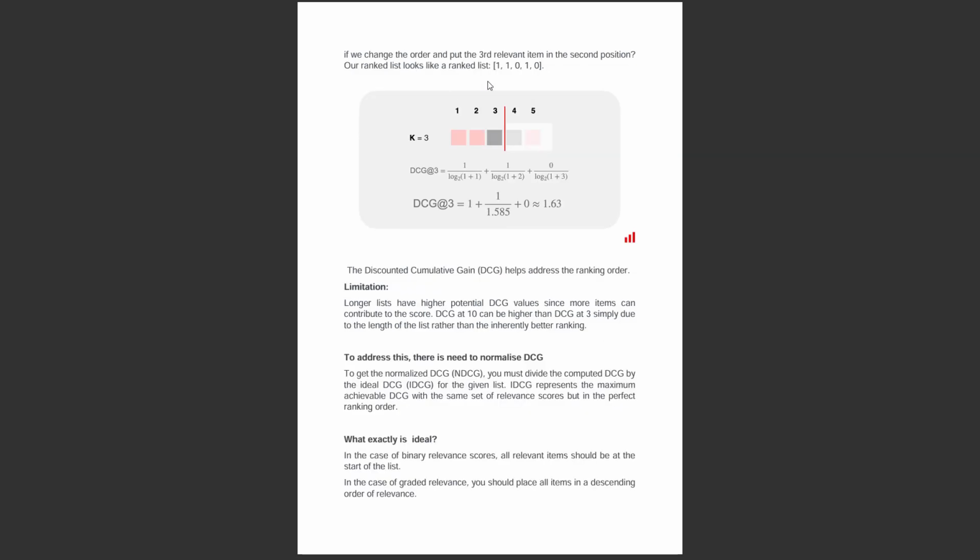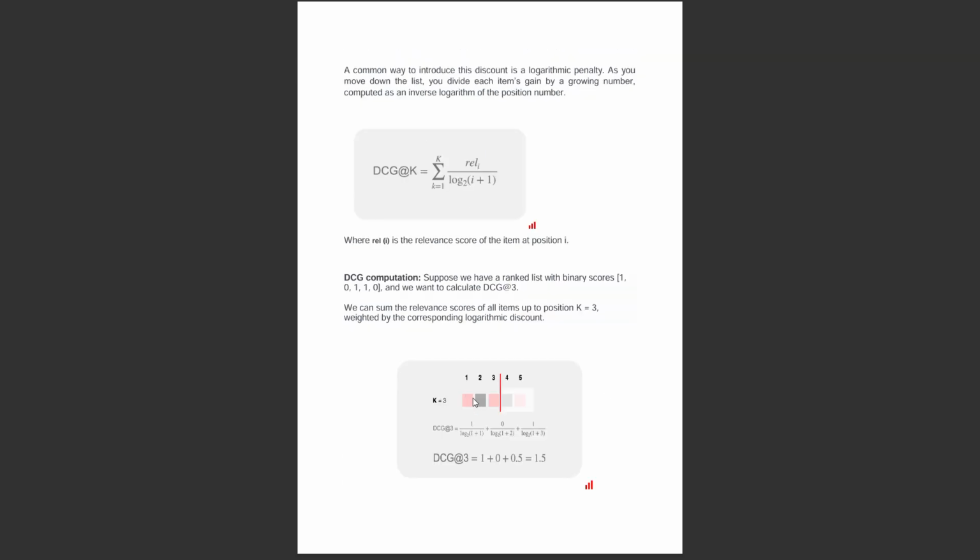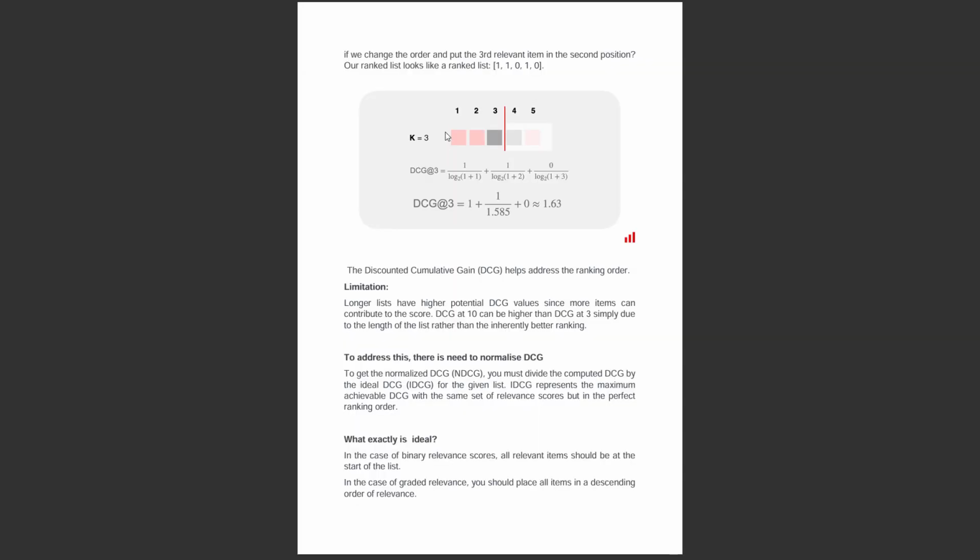Now, if we change the order and put the third relevant item in the second position, how will our DCG look? In the previous example, we saw the second document was not relevant. Now let me interchange these two, second and third. So DCG at 3 will be 1 divided by log to the base 2 of 1 plus 1, plus 1 divided by log to the base 2 of 1 plus 2, plus 0 divided by log to the base 2 of 1 plus 3. I told you just now how I got all these steps. So log 3 to the base 2 is 1.585. So 1 divided by 1.585, plus 0 by anything is 0.